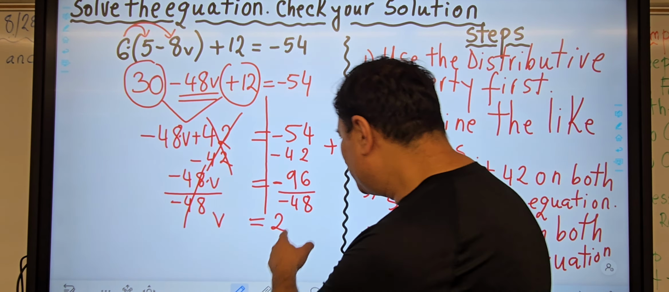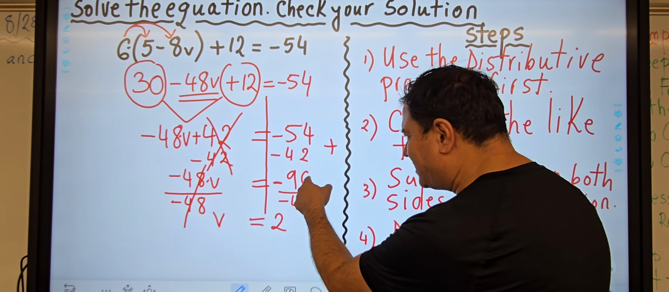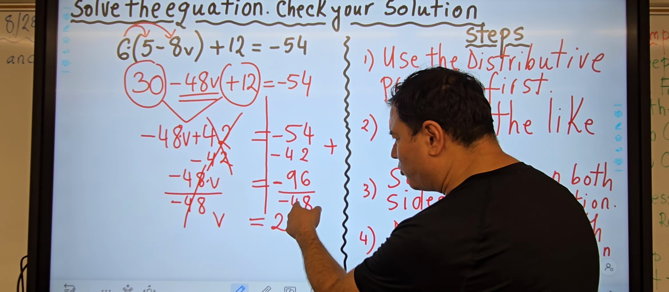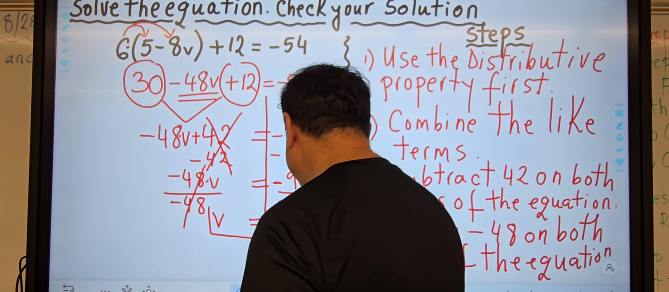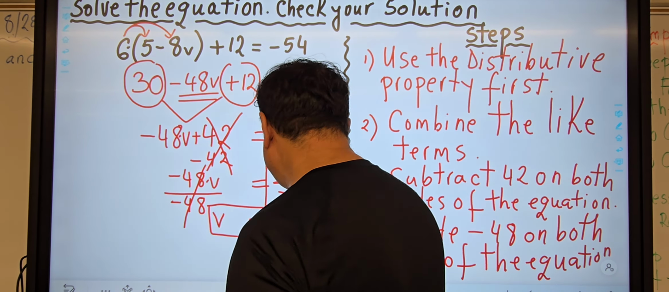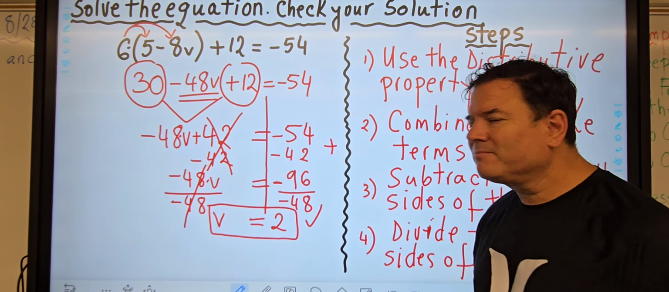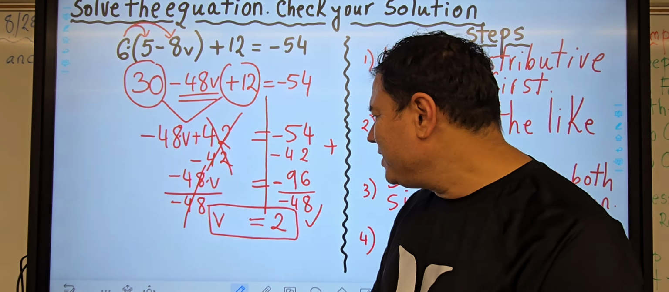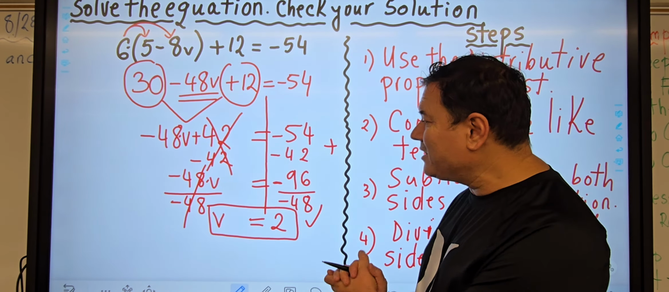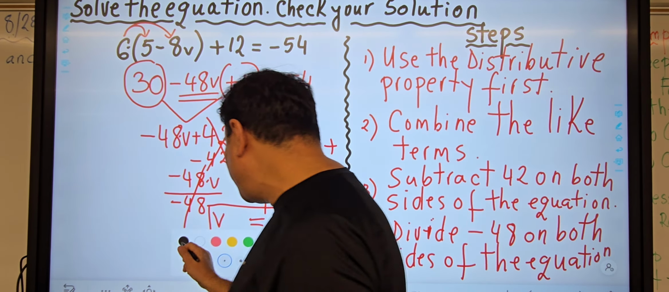Okay? Because 2 times 8 is 16. 6 carry the 1. 2 times 4, 8 plus 1, 9. 96. So v equals 2 is our solution to this equation. And of course, we're going to check to make sure we get the true statement, and that in fact is the right answer. So let's check.